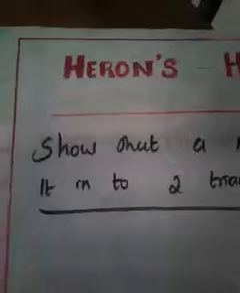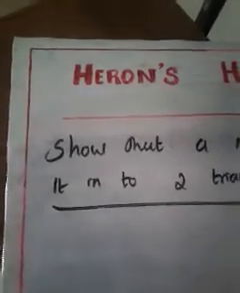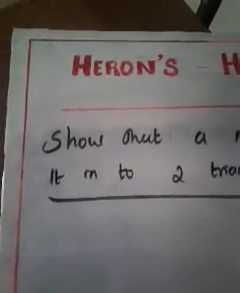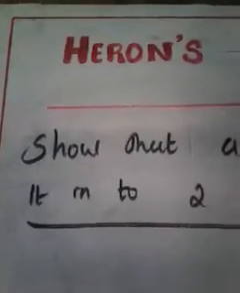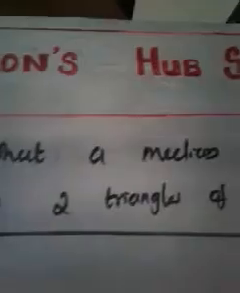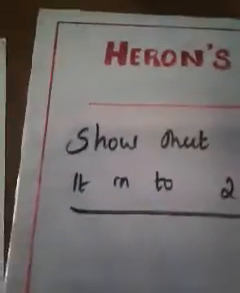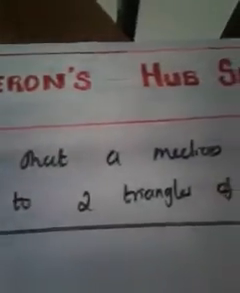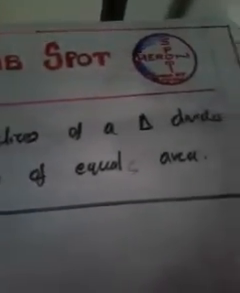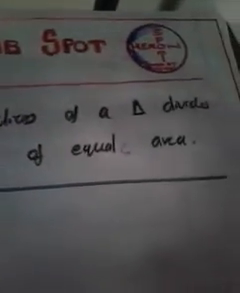And now let us move to the next section. Okay. See, this is a theorem. You can consider it as a theorem or problem. Whatever it is, it is very important. Show that. That means you have to prove that. Show that a median of a triangle divides it into two triangles of equal area. Once again, show that a median of a triangle divides it into two triangles of equal area.